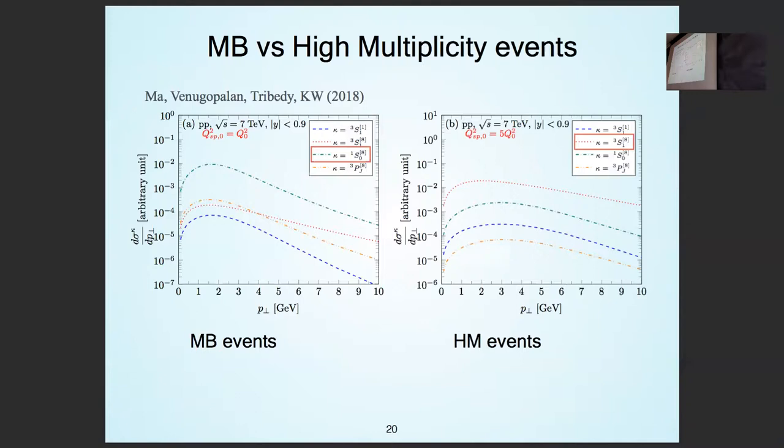On the other hand, in high multiplicity events, you can see the 3S1 octet channel is dominant. Of course, we have to involve long distance matrix elements to obtain a physical J/psi production cross section from these channels. But this channel dependence is very interesting.